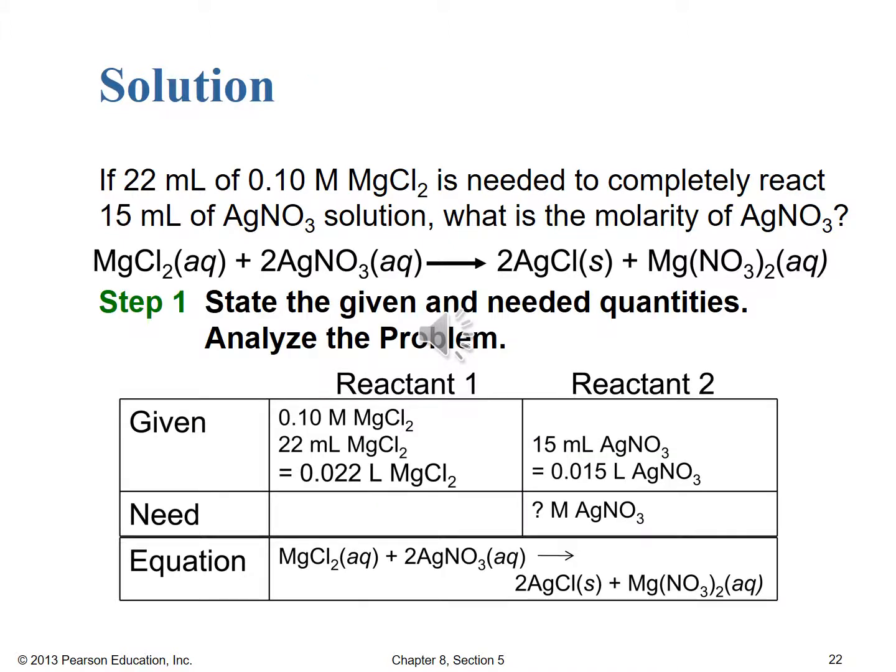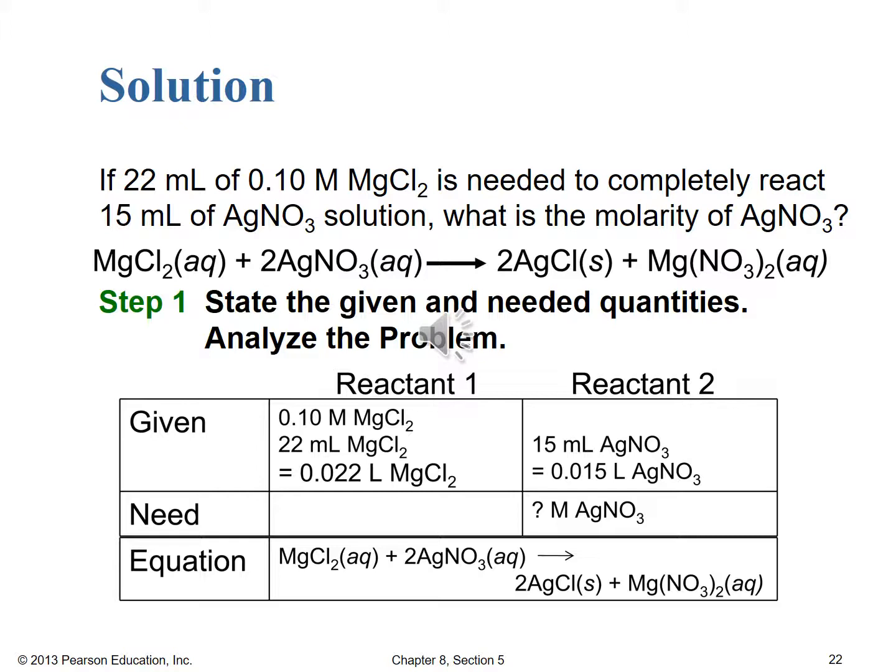Okay, just like before, we're going to use step 1 to analyze the problem. We're given that we have reactant 1, 0.10 molar magnesium chloride solution. We're also told that there's 22 milliliters of it. And if we wanted to convert it, because we obviously will need to at some point, we find that 22 milliliters times 1 liter over 1,000 milliliters gives us 0.022 liters of MgCl2.